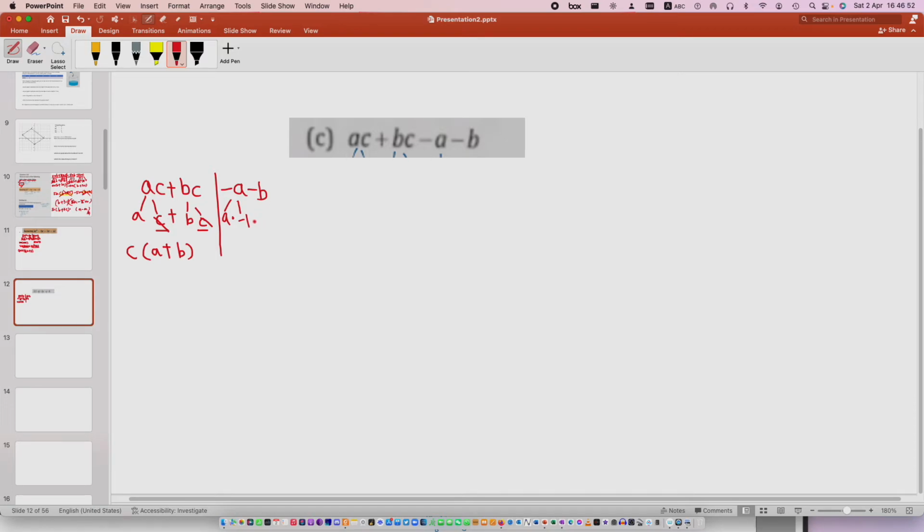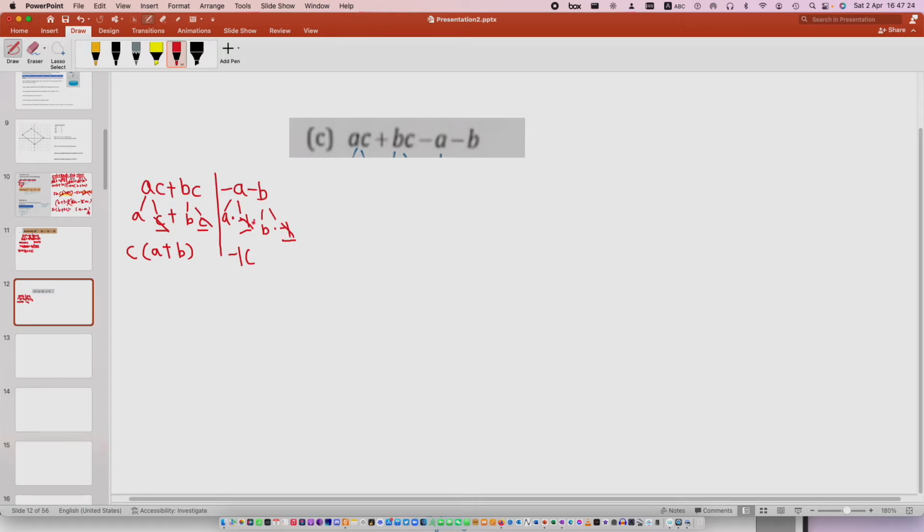Correct. Continue with minus B. How do you split the minus B? Correct. Okay, so what's common? Take it out. Cross it out. Oh, by the way, nothing in between.